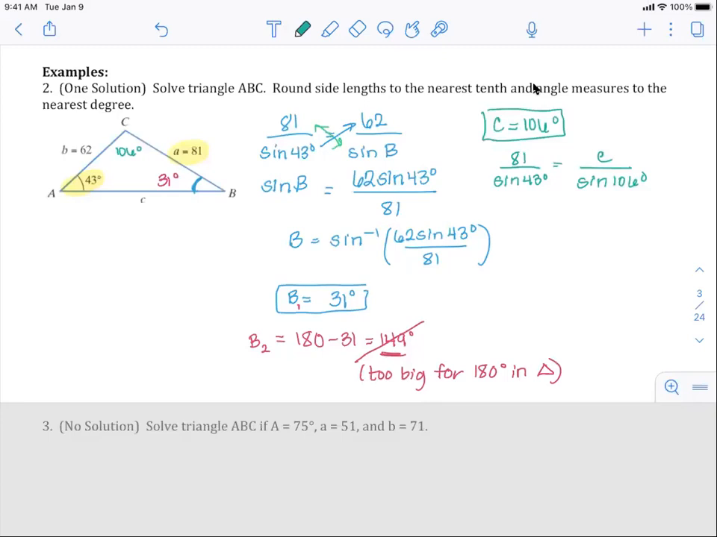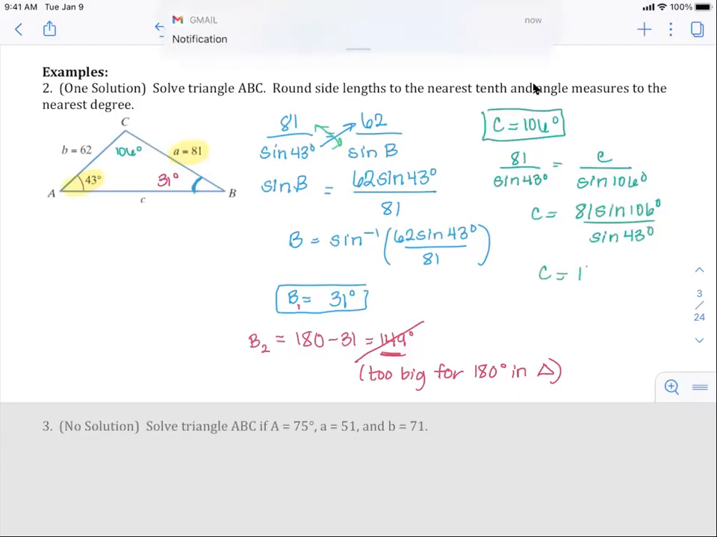Again, we always want to use the highlighted pair because that's what we were given. We didn't have to round to get that number. 31 is nice, but we rounded that. So that's not going to be exactly what we get. So we want to use the pair we were given. So that means that C is going to be equal to 81 times the sine of 106 degrees divided by the sine of 43 degrees, and we get 81 times the sine of 106, close parentheses, divided by sine of 43. Is it a big number? Yeah, 114.2.